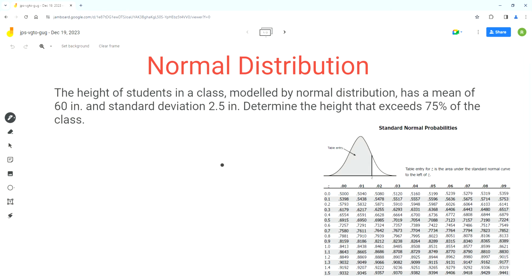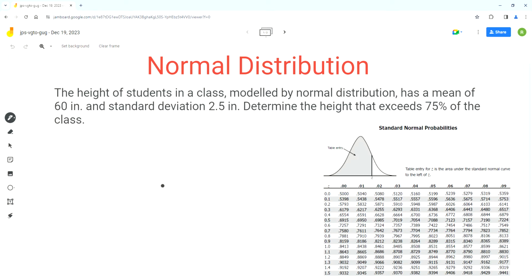As per the problem, the height of students in a class modeled by a normal distribution has a mean of 60 inches and a standard deviation of 2.5 inches. Now we have to find the height that exceeds 75% of the class. So that means 75% of the class should have a height below the height that we have to find.